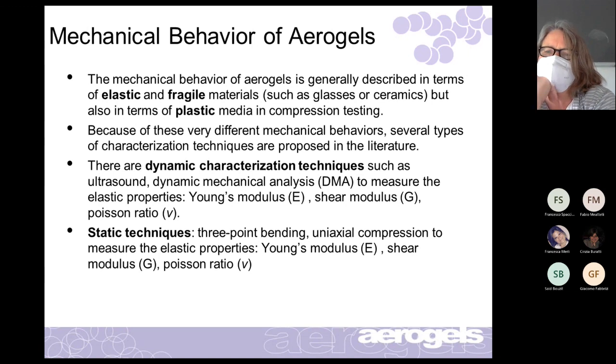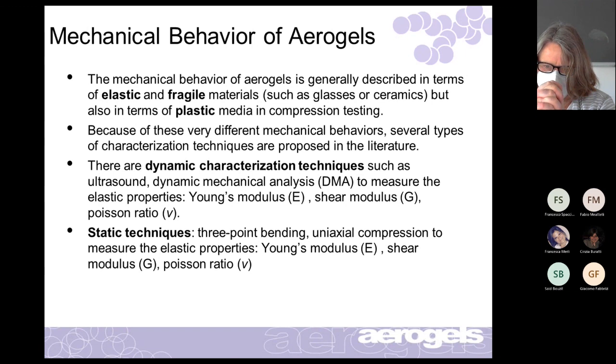So there are a bunch of different techniques that are used in the literature. I have not used all of these, I've used a few. But there are many ways you can characterize aerogel mechanical structure. There are dynamic characterization techniques using ultrasound or dynamic mechanical analysis, and I'll talk about those two. There are additional ones, these are just two I'll talk about. And you are measuring elastic properties.